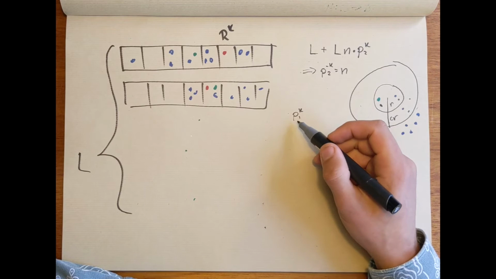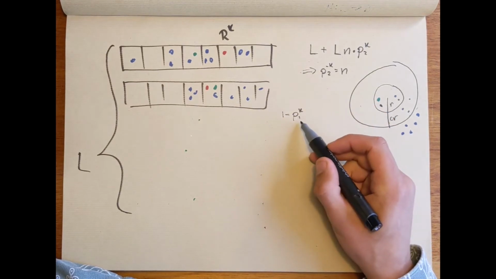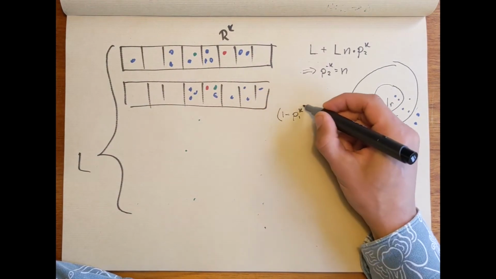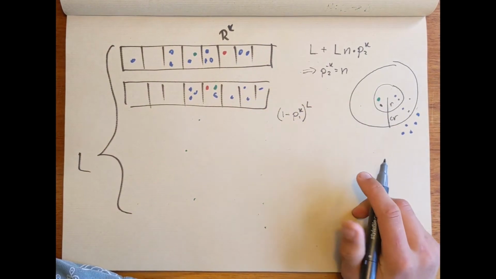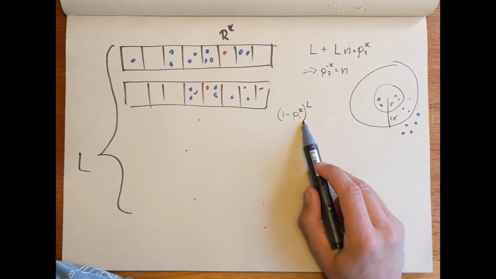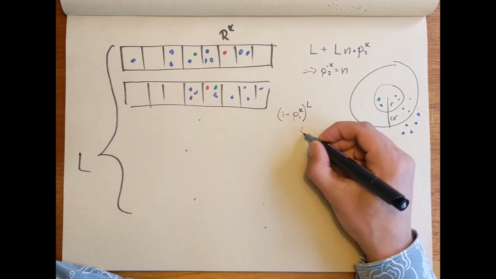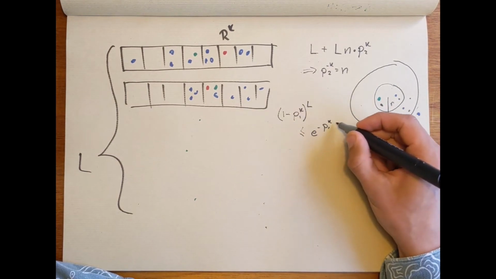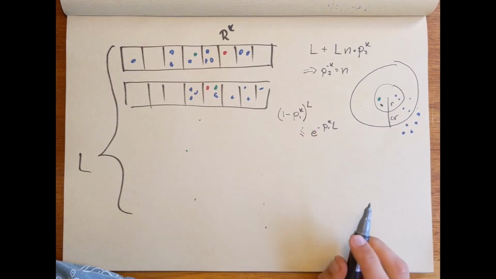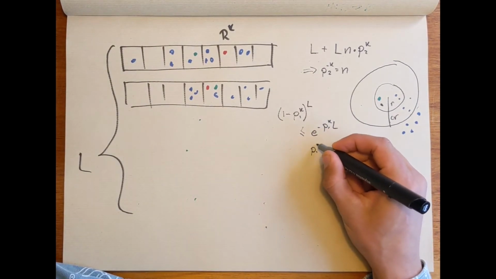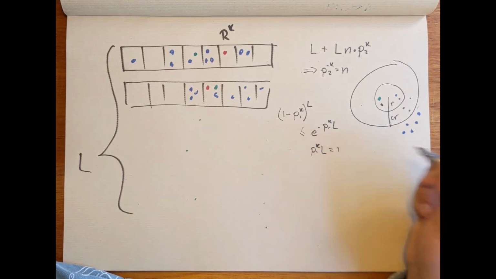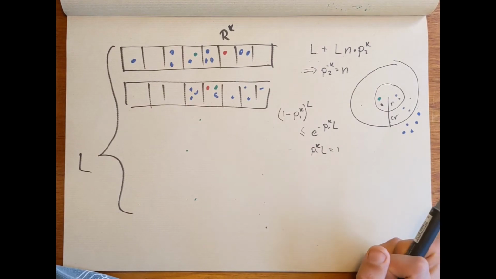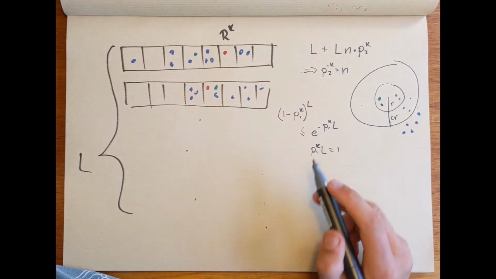And the probability that it's not going to happen is 1 minus P1 to the K. And then the probability that it's not going to happen in any of the repetitions is that to the L. Okay, so we want this error probability to not be too big. And we can bound it using a standard inequality as e to the minus P1 to the K times L. So basically we want P1 to the K times L to be equal to 1. It's a reasonable choice. It turns out to be pretty optimal. So now we can solve these equations.